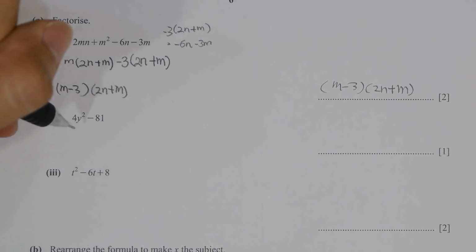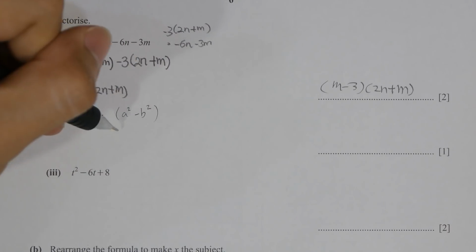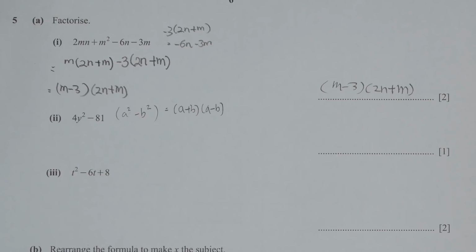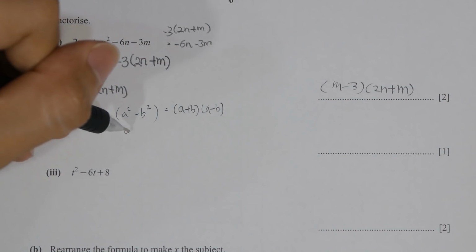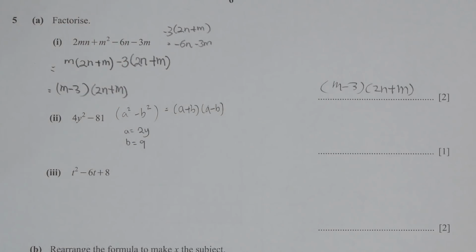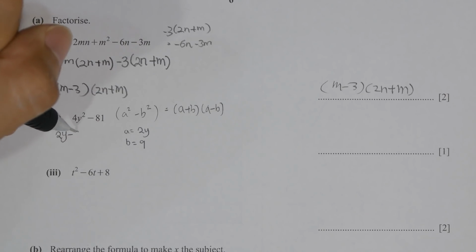As for the next question, this one actually involves the a squared minus b squared formula. After you expand it, then you get a plus b and a minus b. So a in our case here is actually 2y, whereby b is 9. So it will be 2y minus 9 and 2y plus 9.